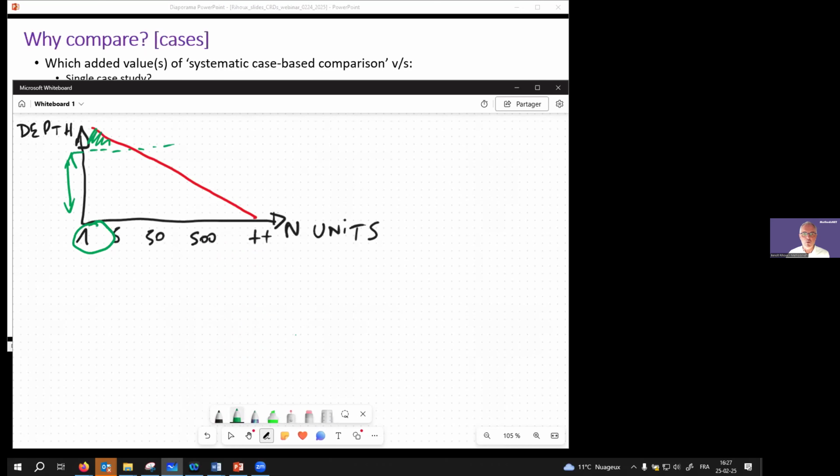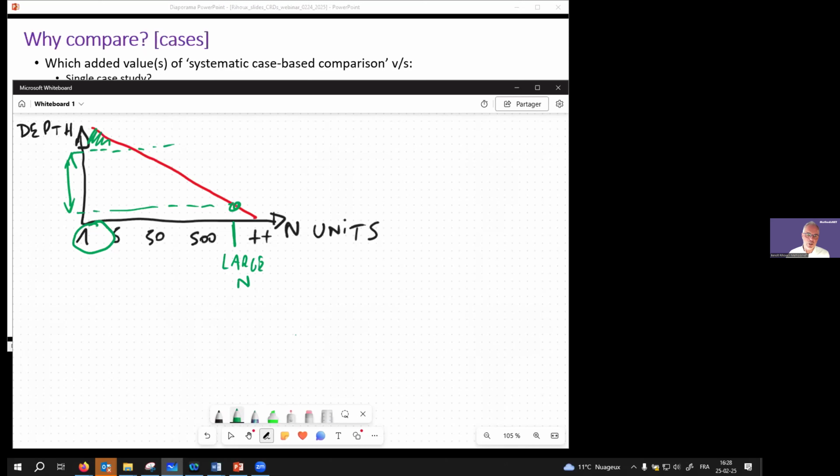Or do you really want to make very strong inferences across very diverse and numerous cases? Is this what you want, and you're not so preoccupied by depth? Okay, then you can go for large n research, large n design.